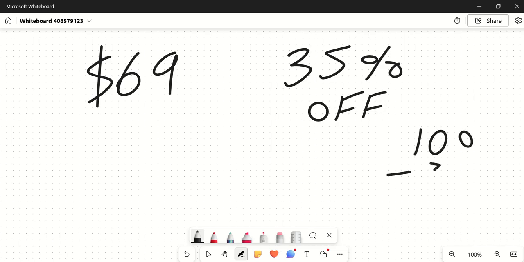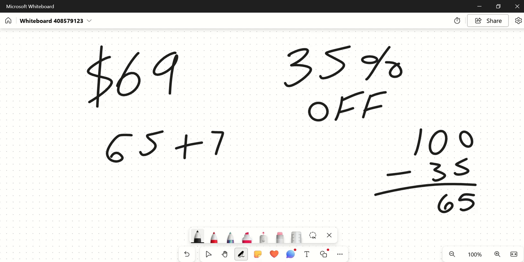100 minus 35 is what again, ladies and gentlemen? 65? And what I wanted to do with that 65 was add the 7% sales tax to it immediately. What I ended up getting was 72. This is wrong. Because what I did when I added the 7% was I was taxing the original price instead of the new price. So don't try to add the sales tax in.